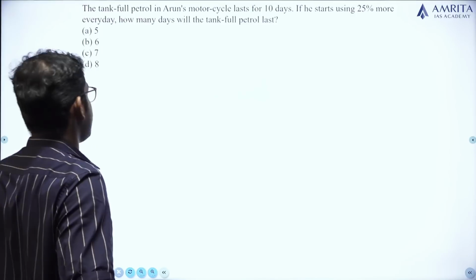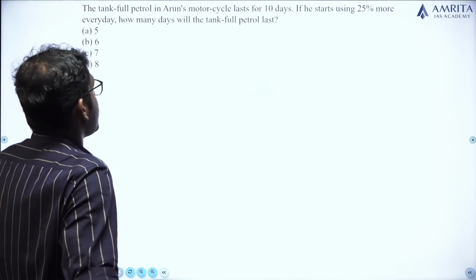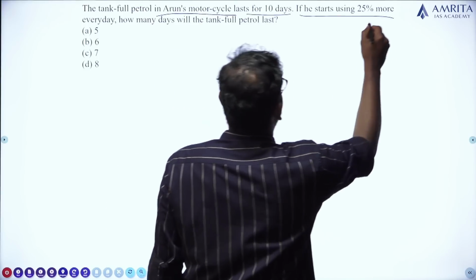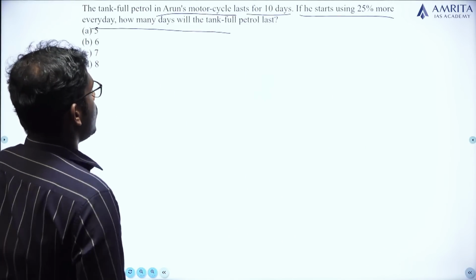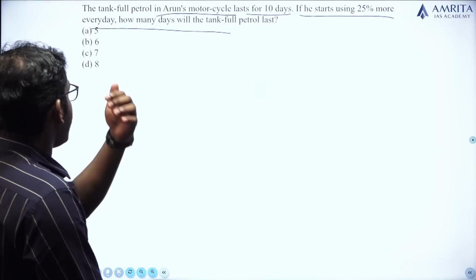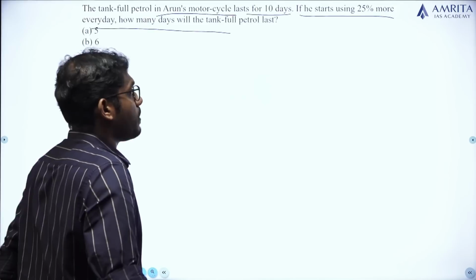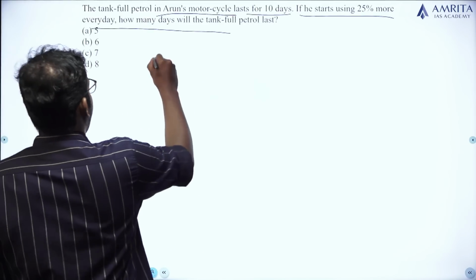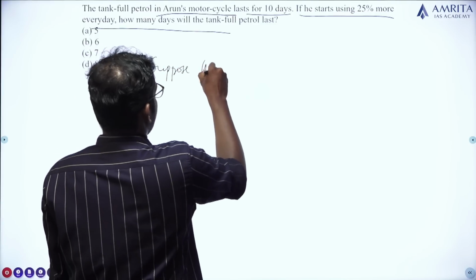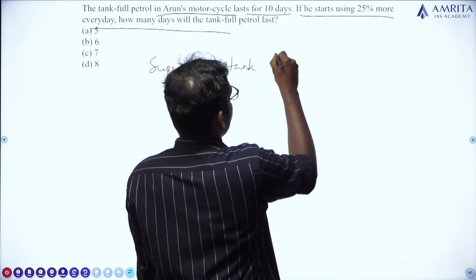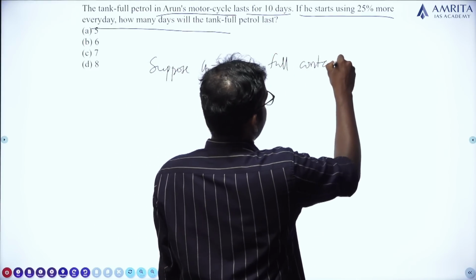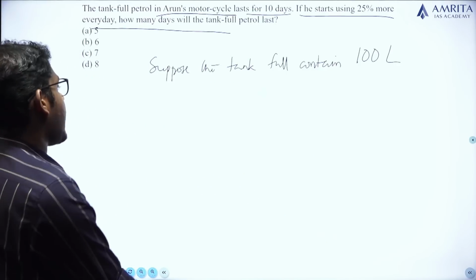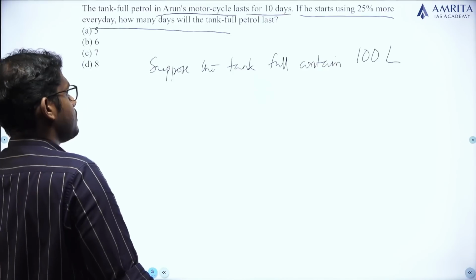Clear? Okay. Next question. The tank full of petrol in Arun's motorcycle lasts for 10 days. If he starts using 25% more every day, how many days will the tank full of petrol last? Okay. Suppose the tank full contains 100 liter. Let us assume the tank full of petrol contains 100 liter.